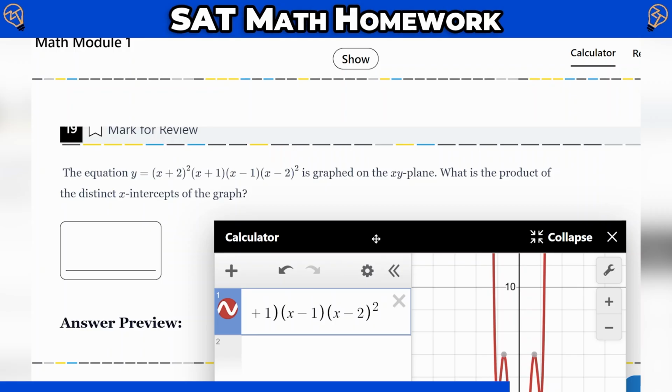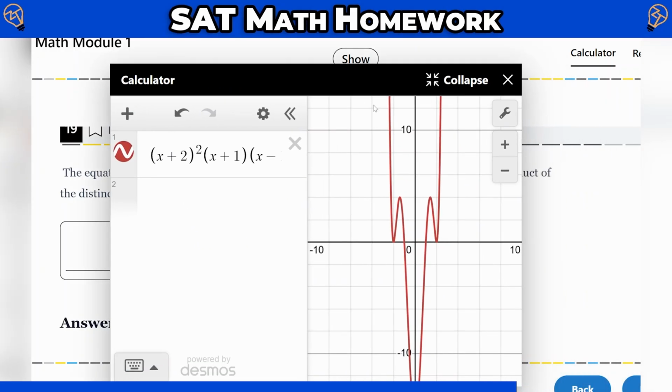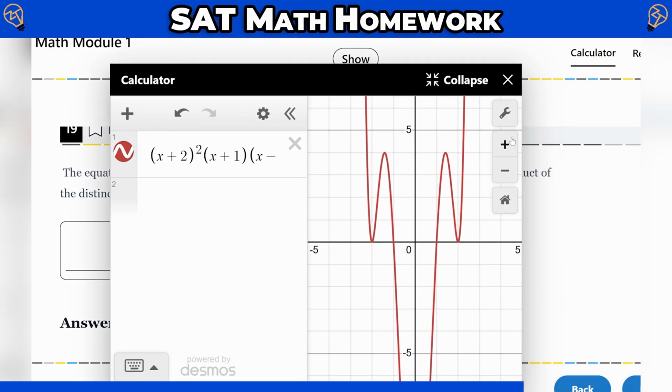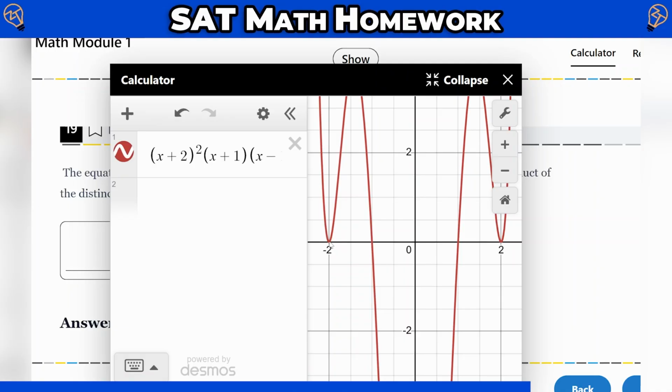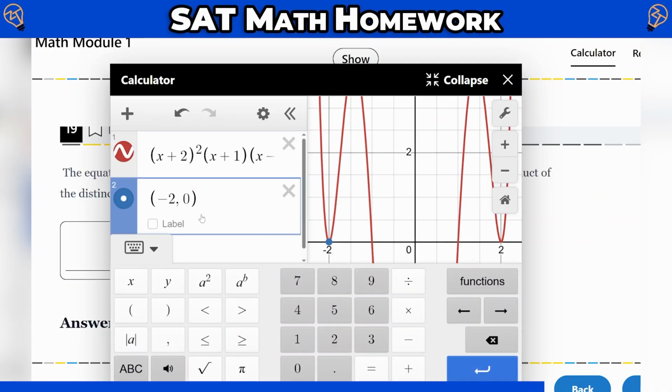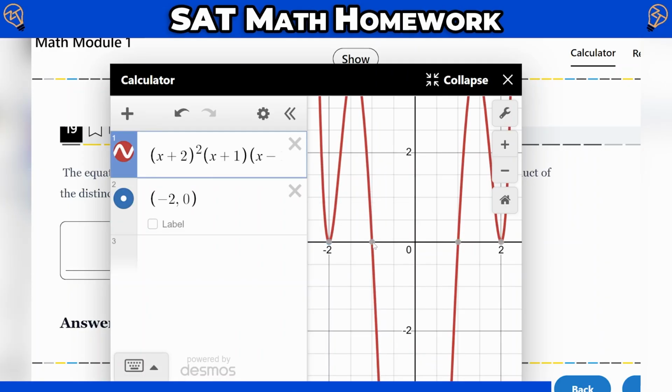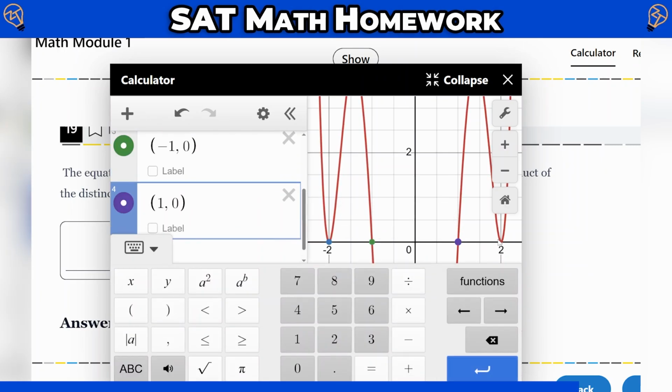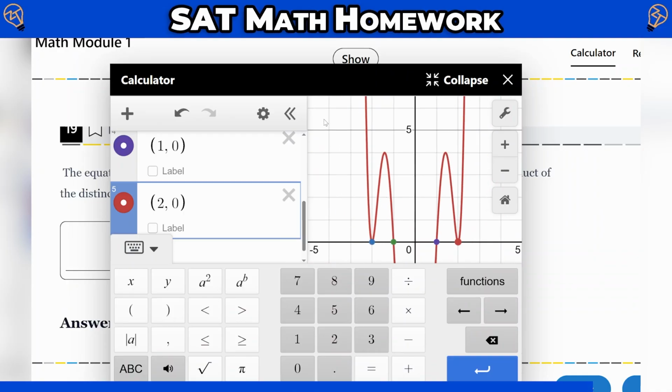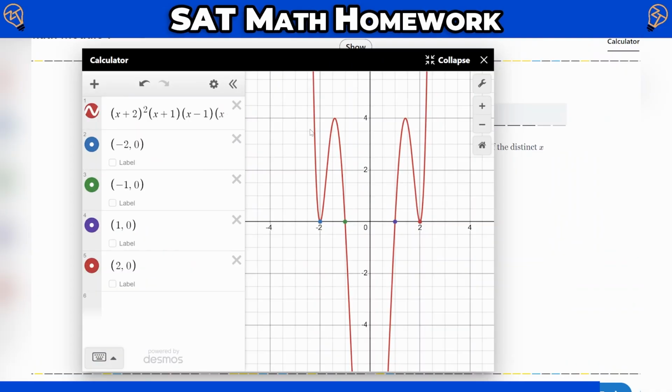So if I'm trying to find the distinct or different x-intercepts, I might zoom in a little bit, and then we could just start seeing all these x-intercepts. We have negative 2. If I press this, it'll pop it out here. Over here, we have negative 1, and the way you know it's an x-intercept is the y-coordinate has to be 0. We'll go here. That's one of them, and we'll go here.